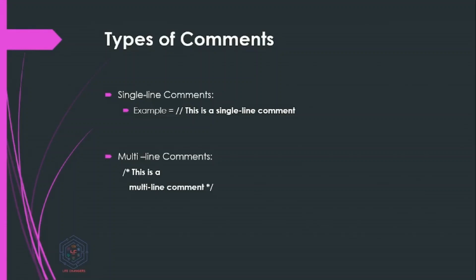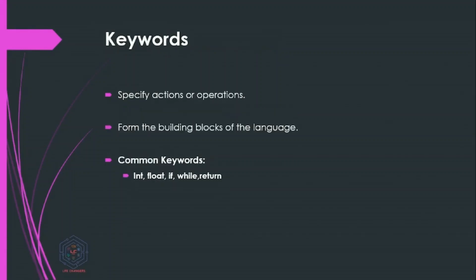There are two types of comments. For single line comments we use the double slash. For multi-line comments we use the slash and then asterisk. If we want to write a comment that runs to the next line, then we go for multi-line comments. The compiler does not read these lines; they are for human understanding only. Okay, let's go to the next topic.